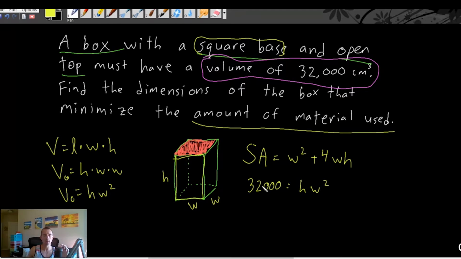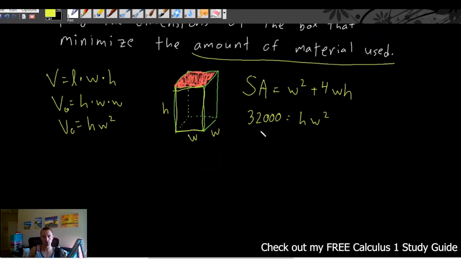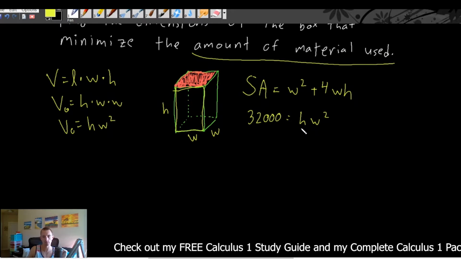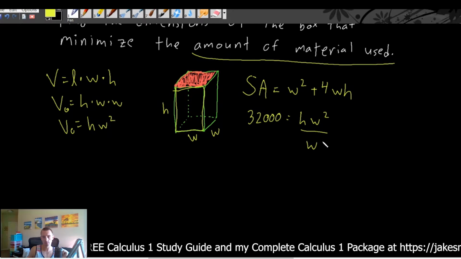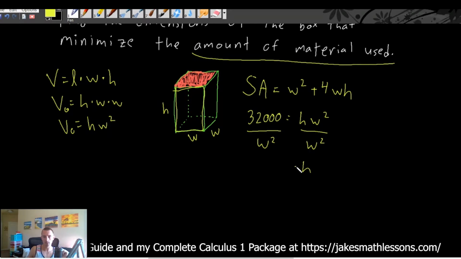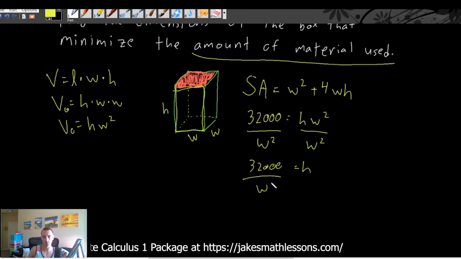Okay, so now we have our restriction equation. We have the equation we need to optimize. So now what we can do is use our restriction equation to solve for one of the variables. Doesn't really matter which one you pick. Let's just go ahead and solve for H. To solve our restriction equation for H, we would just have to divide both sides by W squared. And that would give us H equals 32,000 over W squared.